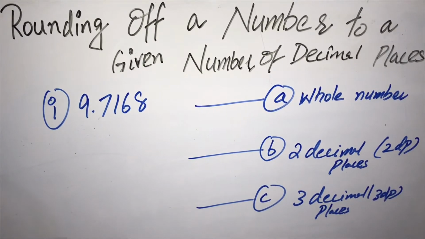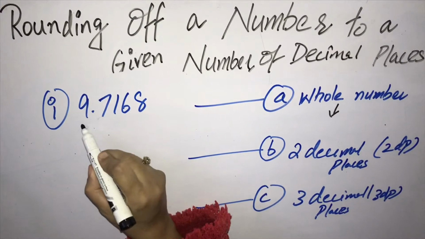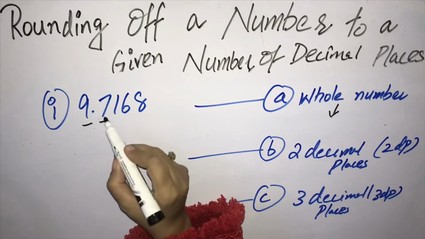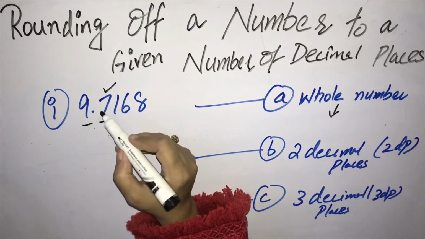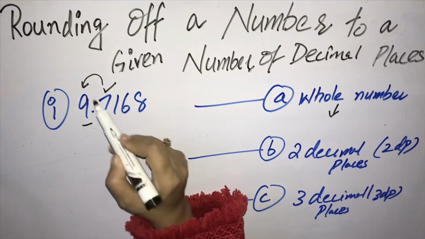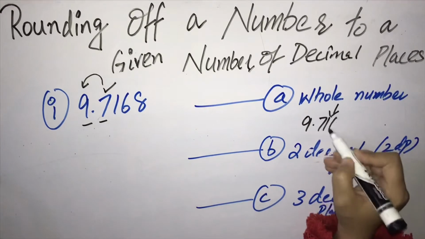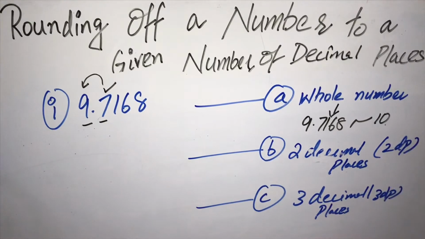Okay, when I have to convert 9.7168 to the whole number, I will observe this 9 and the first number after the decimal. If this first number is equal to 5 or more than 5, it will give 1 to the 9. As it is 7, when I convert 9.7168 into a whole number, I shall give the answer as 10.